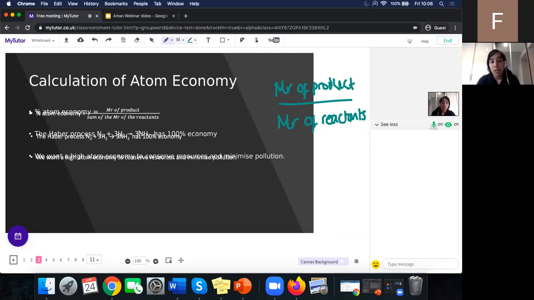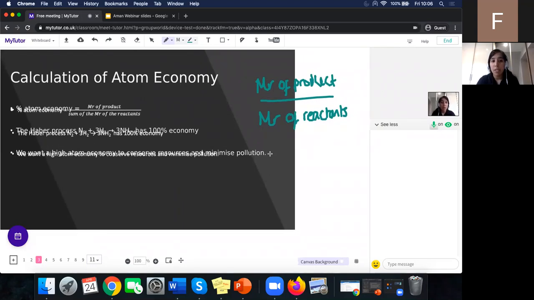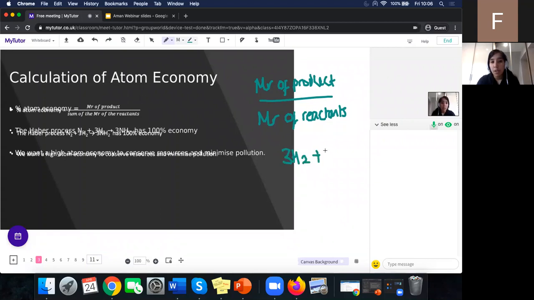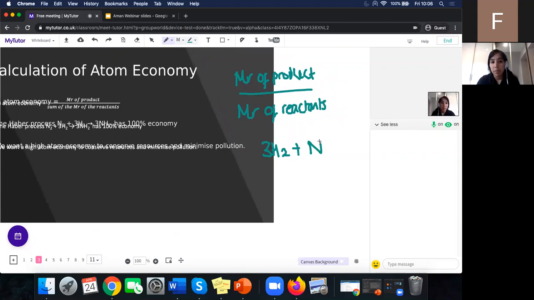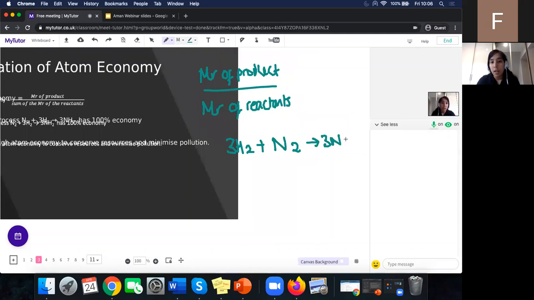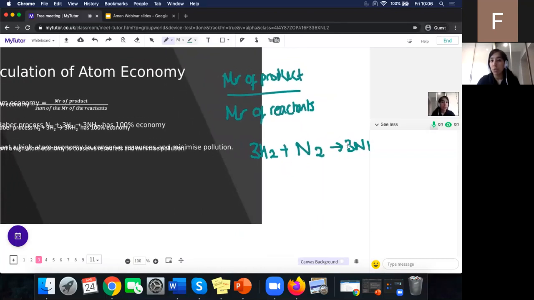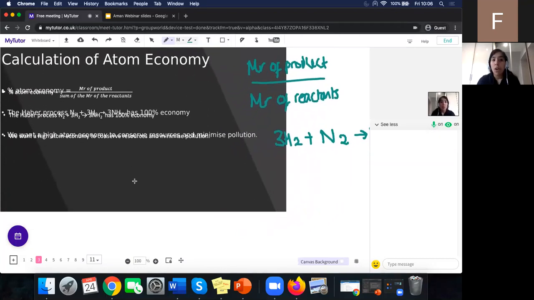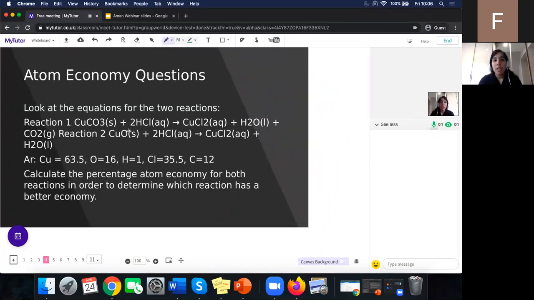So the Haber process was on the screen. And if you remember, the Haber process is about making ammonia, which says that hydrogen plus nitrogen would go to form ammonia, which is 3H2 plus N2 giving 2NH3. And what we can see is that all the reactants produce one product. So the atom economy of this reaction is 100%. And that's because all the reactants produce one product. And we want a high atom economy because that then conserves resources and minimizes pollution. So let's have a go at a question then.